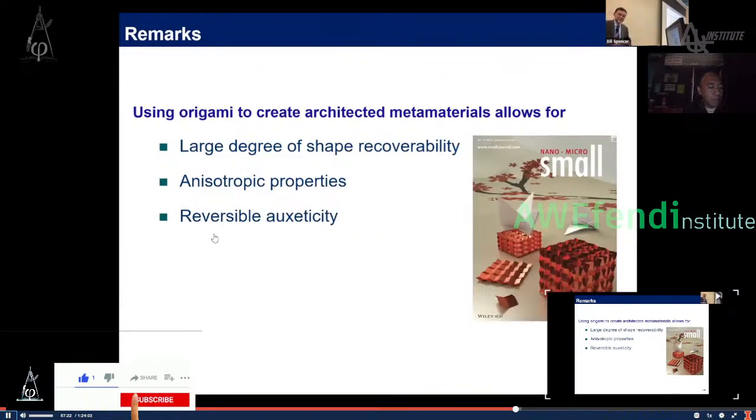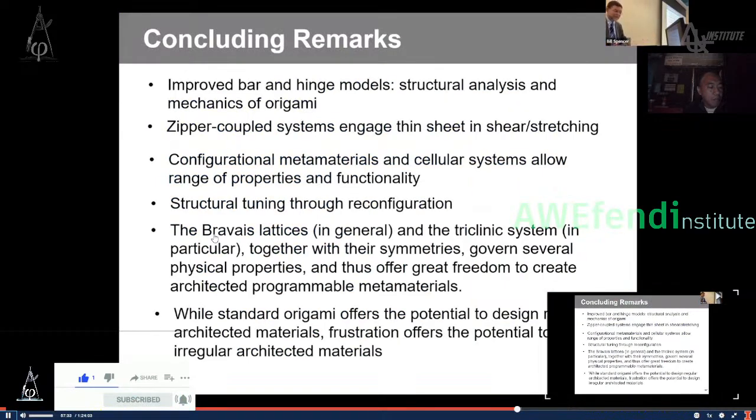And further details about this work you can find in this paper here published in the journal Small, that shows very large degree of shape recoverability, anisotropic properties, and reversible auxeticity.